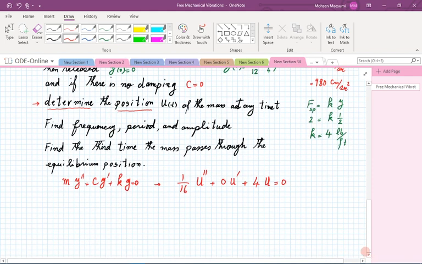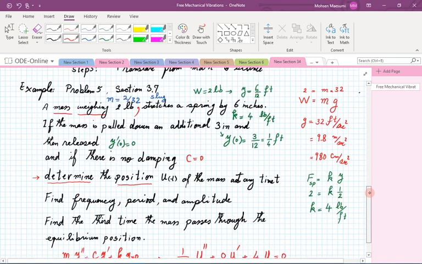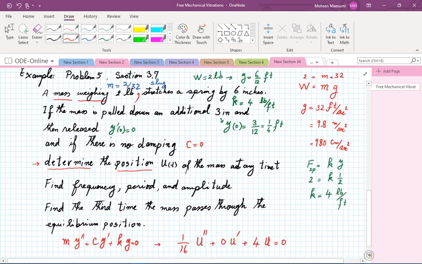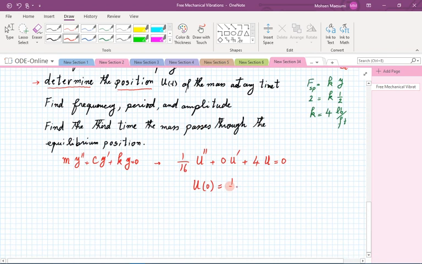So the next piece of the puzzle is that u0. We said we are stretching this thing by 3 inches, which is 1/4 of a foot. And then we have u prime 0, which was the initial velocity, which is 0. So we are at the beginning of phase 2. We took our problem and translated it to mathematics. So we have this equation to solve.